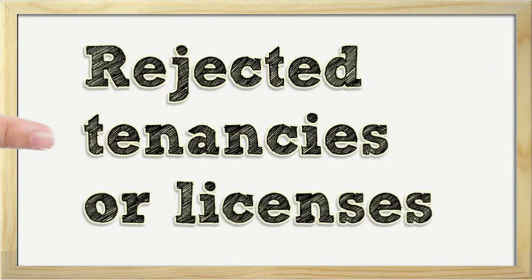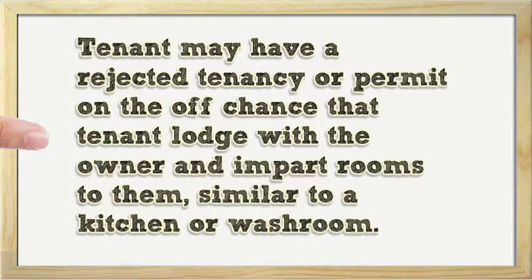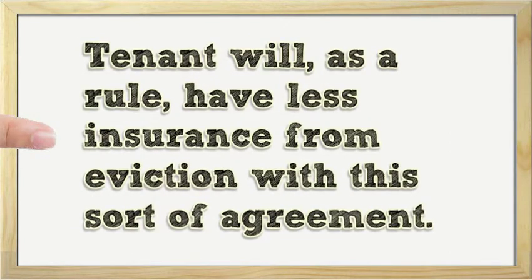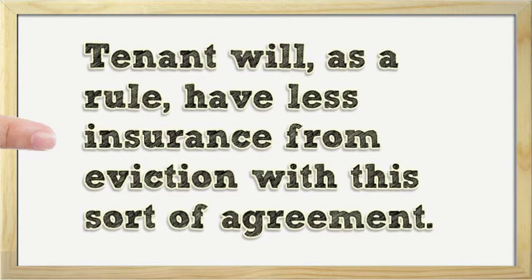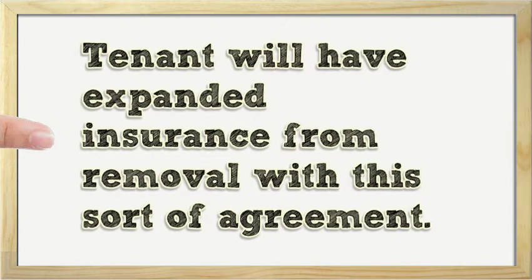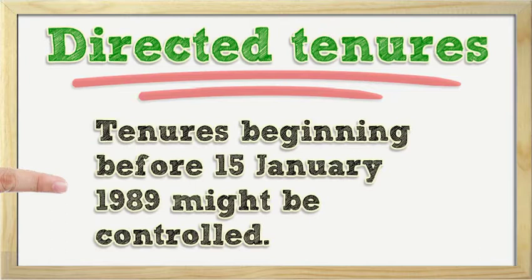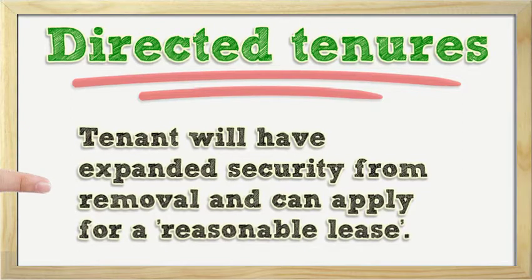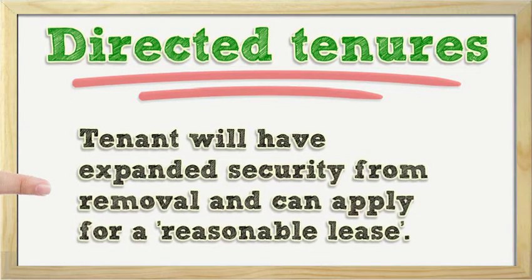Excluded tenancies or licenses. A tenant may have an excluded tenancy or license if the tenant lodges with the owner and shares rooms with them, like a kitchen or bathroom. The tenant will, as a rule, have less protection from eviction with this type of agreement. Assured tenancies. Tenancies starting between 15 January 1989 and 27 February 1997 might be assured. The tenant will have increased protection from eviction with this type of agreement. Regulated tenancies. Tenancies starting before January 15, 1989 might be regulated. The tenant will have increased security from eviction and can apply for a fair rent.